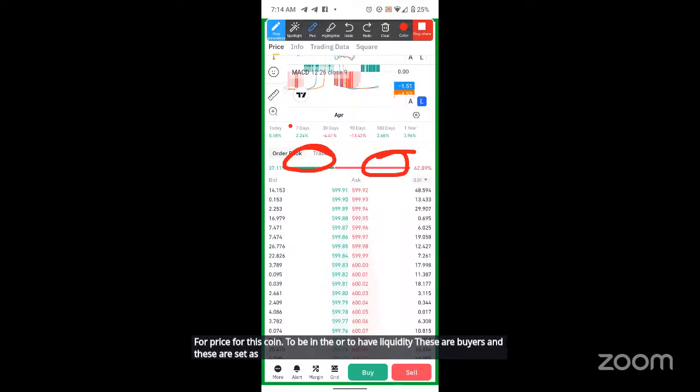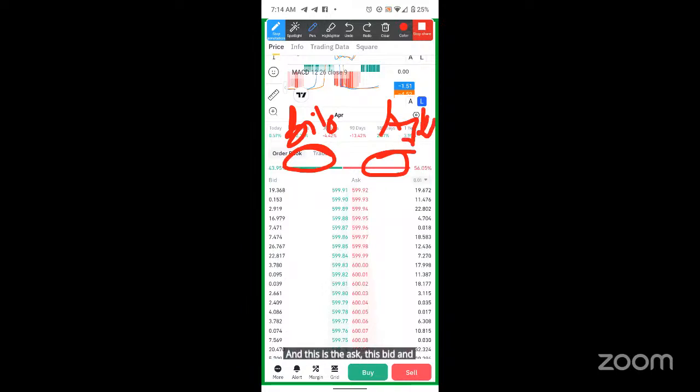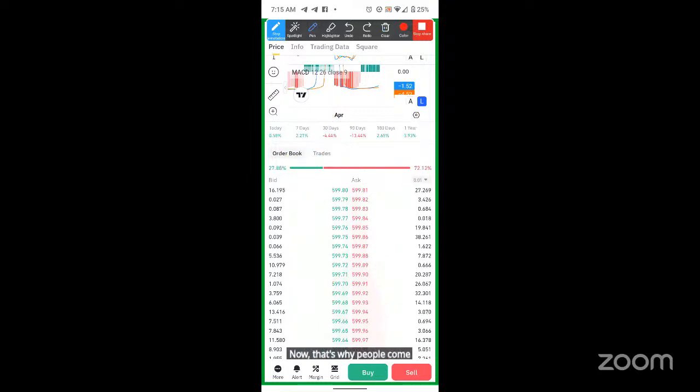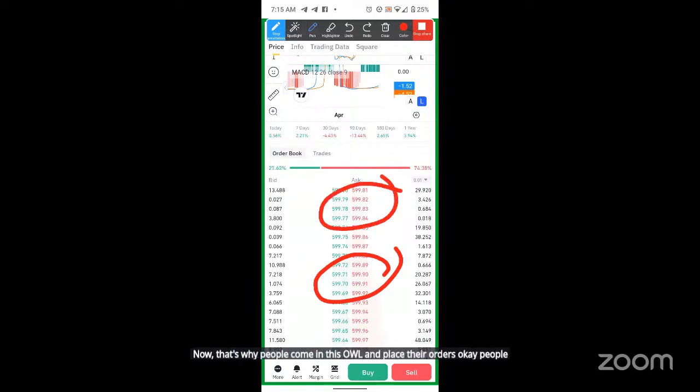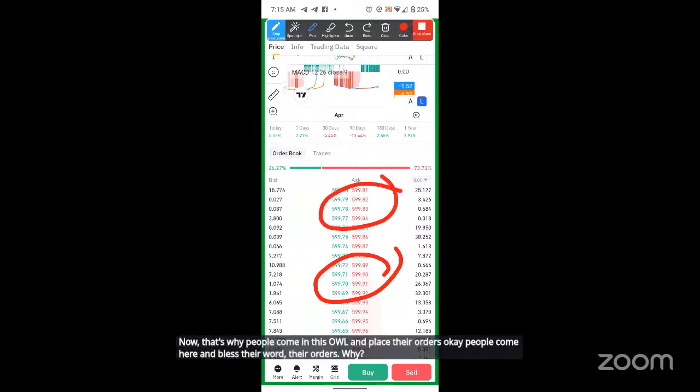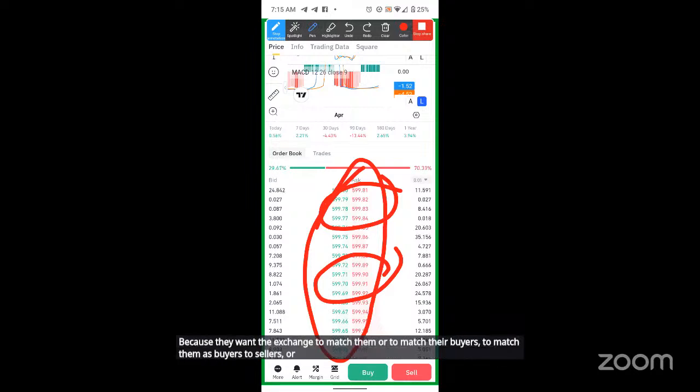What we call the bid and the ask. So this is the bid and this is the ask. Now, for someone to buy, you should have somebody to buy from, or for somebody to sell, you should have somebody to sell to. That's why people come to this order book and place their orders. They want the exchange to match them as buyers to sellers, or as sellers to buyers.